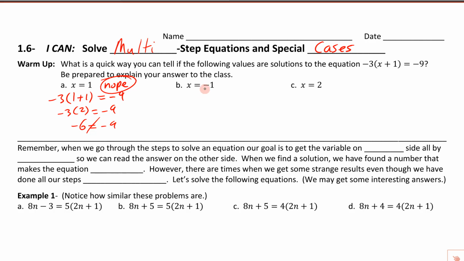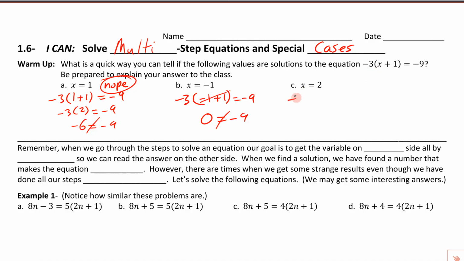Let's try this one. Let's plug that one in there. So this would be -3 again. And then wherever there's an x, we're going to put that -1. So this would be -1 plus 1. And you can kind of see that this is not going to work out well because these make a 0. So this side would be 0 and this other side would be -9. That does not work. That's not true.